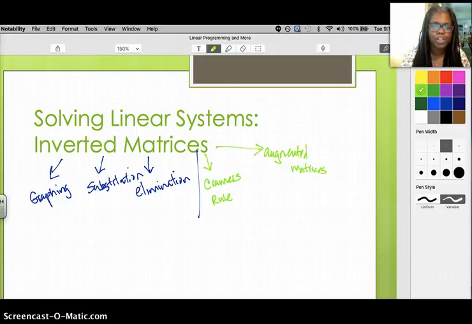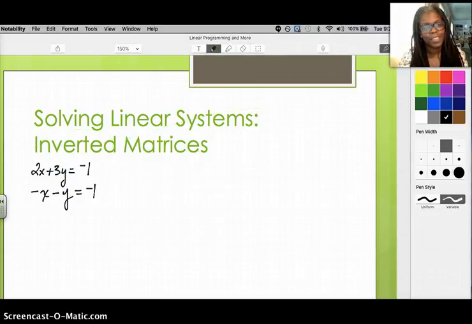So now we're going to actually talk about using inverted matrices. So it'll go in our matrices toolbox to solve these systems. Let's get started. Let's start off with this problem, and we're going to talk about how we're going to write this in a different way considering matrices. So we're not actually going to do the augmented matrix way.